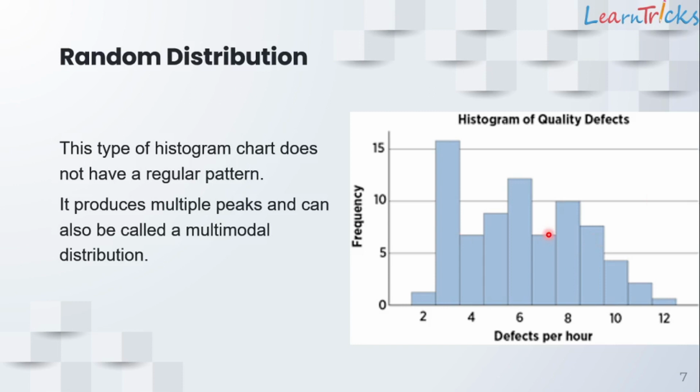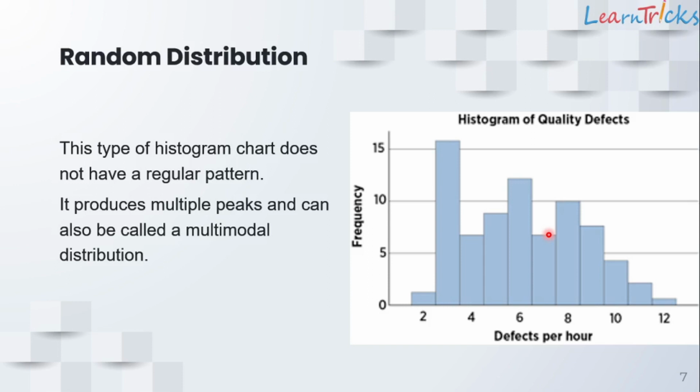In very few cases your data will be normally distributed, like the normal distributed histogram or the bell-shaped curve. In some cases your data will be positively skewed or negatively skewed, and in most cases your data will be in a randomly distributed histogram. Now these were the types of the histogram.